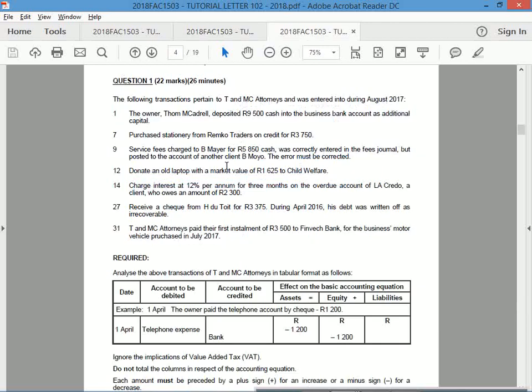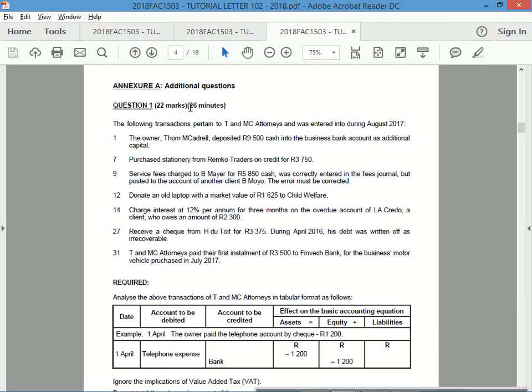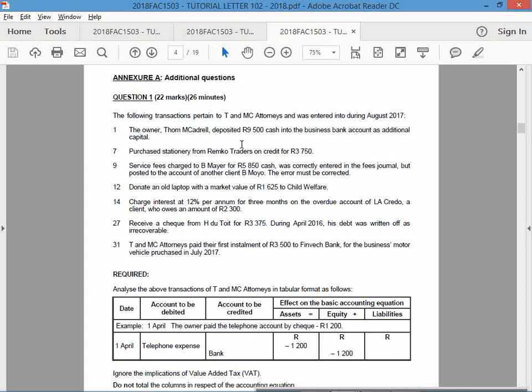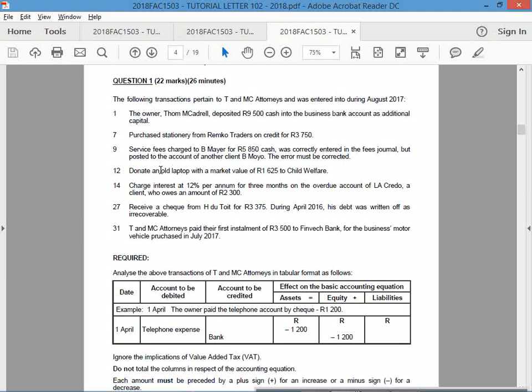I see the second book that UNISA has given you is for the additional questions. Question 1 is out of 22 marks, 26 minutes. This even looks like a past paper. So you will get past papers later on. I'll share that information and share the content with you.